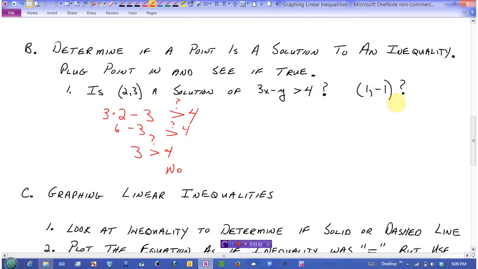Let's look at the point (1, -1) and see if that works. We're going to substitute 1 in for the x, 3 times 1, minus the y value. Now the y value is -1, so that's going to be 3 minus a -1, and the question is, is that greater than 4? So I have 3 minus a -1, which is 4. Is 4 greater than 4? And the answer is no. So that is also a point that would not be a solution, and actually that point would fall exactly on the dashed line of that graph.